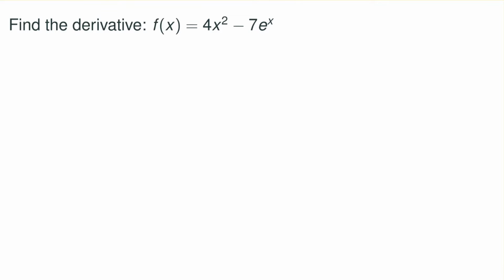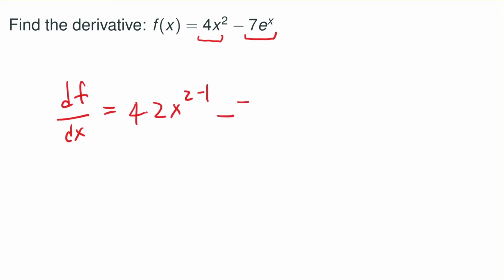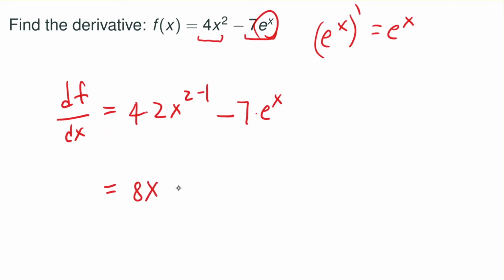Find the derivative of the function 4x squared minus 7 e to the x. So here again, we think about taking the derivative of two different functions. So df/dx is, for the first one we use the power rule, which is 4 times 2 x to the 2 minus 1, minus 7 times the derivative of e to the x, something you have to remember. The derivative of e to the x is just e to the x. So if we simplify, the derivative is 8x to the 1 power minus 7 e to the x.